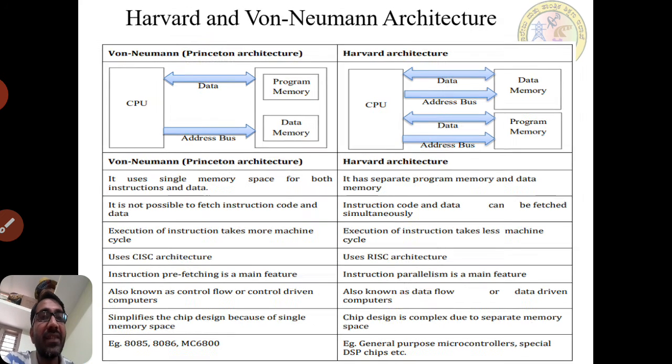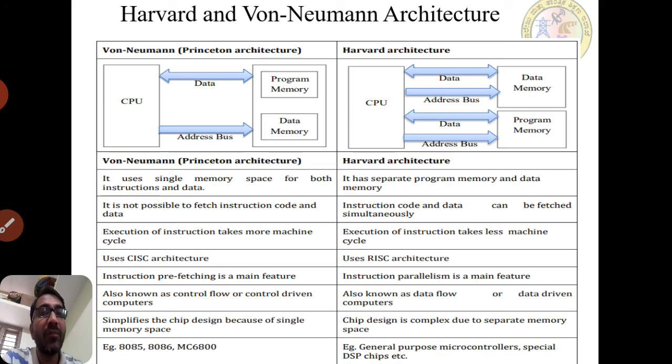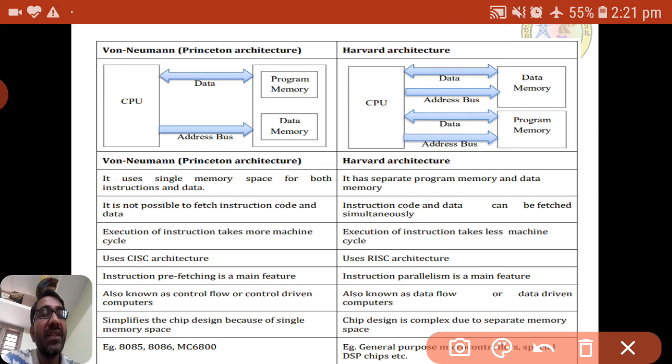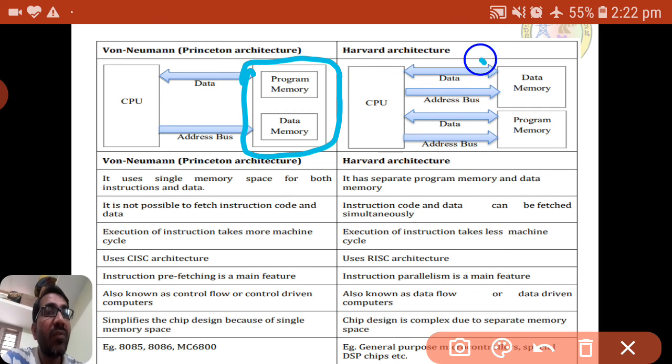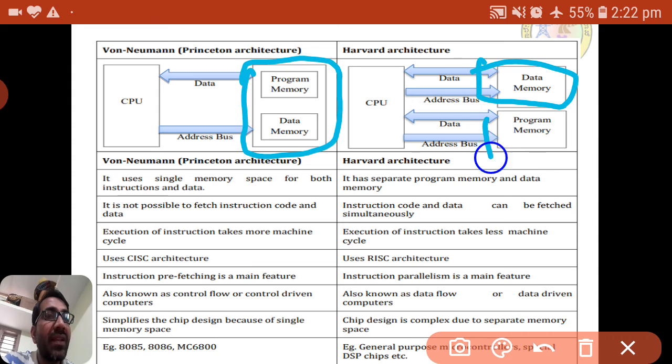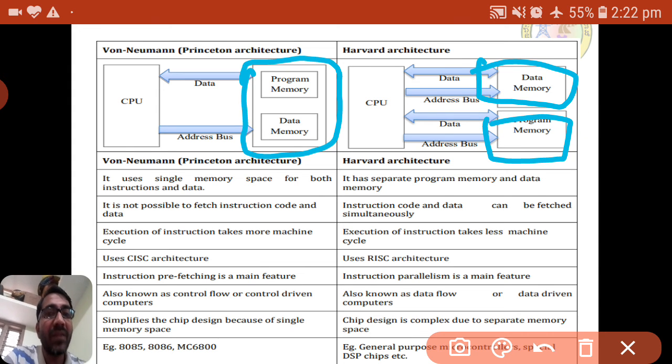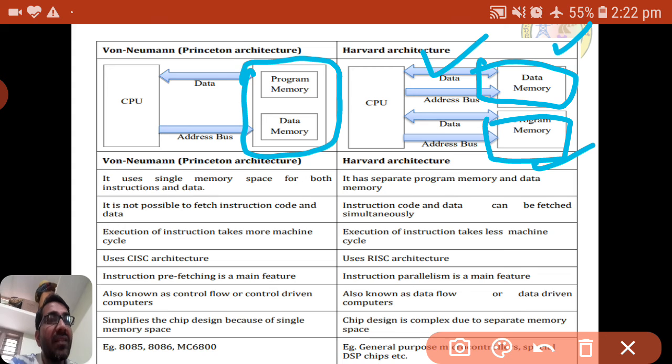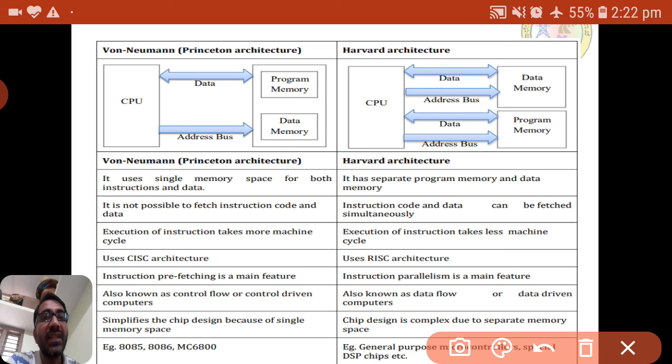Okay, and the next one, Harvard and Von Neumann. Basically, Von Neumann means both the program memory and data memory are in a single IC, and Harvard means there is a separate data memory and a separate program memory. So the 8051 microcontroller comes into this. As we know, we have separate data memory and separate instruction memory, so the 8051 supports the Harvard architecture. So this is also used while designing.